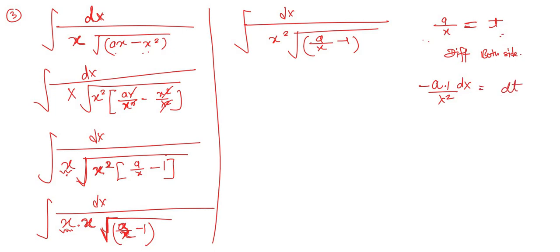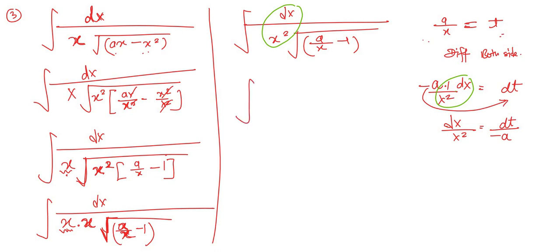And see here, we already have dx by x square, so we can use it. dx by x square is dt by minus a. Correct? The a came here as minus a. So this part became minus of dt by a.